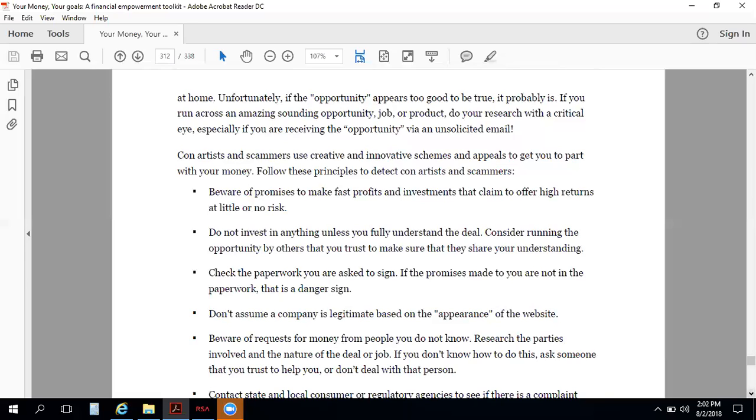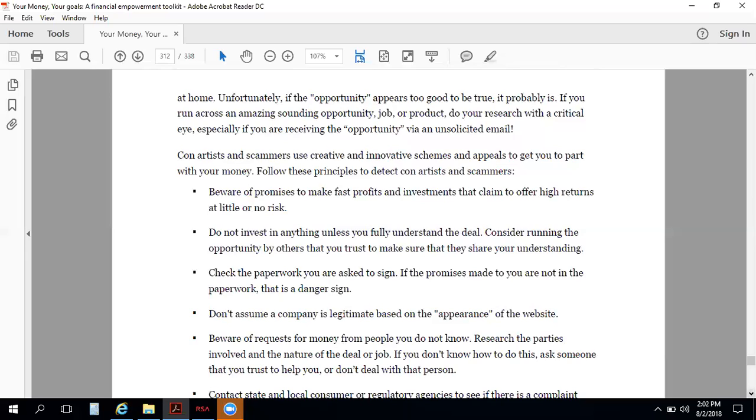Check the paperwork that you're asked to sign, if any. If the promises made to you are not in the paperwork, that is a danger sign. If it's on the up and up, if it's a legitimate deal, anything like that the client talks to the person about should be in the contract or whatever they sign. If there are details missing, they shouldn't sign it. Don't assume a company is legitimate based on the appearance of a website.